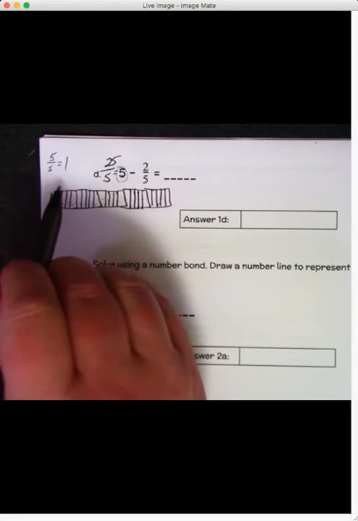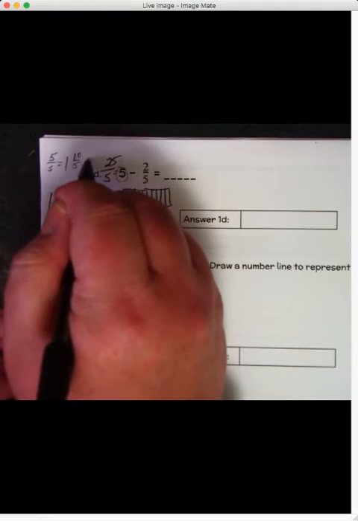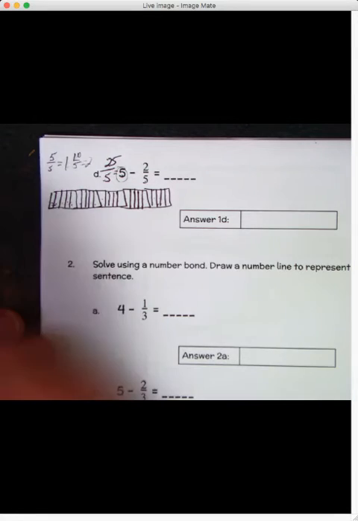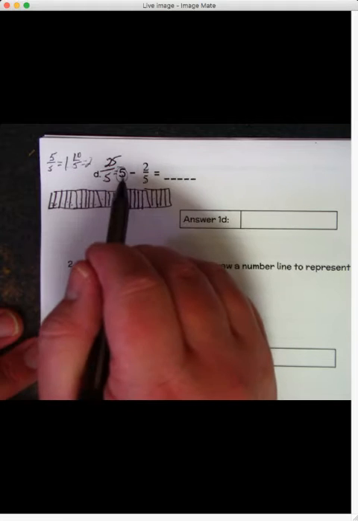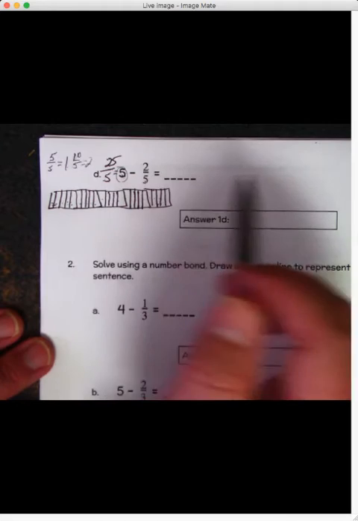Okay? Remember when we had a problem like 5 fifths? 5 fifths equals 1? Yeah. 5 divided by 5 is 1. If you had 10 fifths, 10 divided by 5 would be 2. If you have 25 fifths, 25 divided by 5 is 5. So think about it like that. So we were basically breaking down 5 into fifths, and it made it 25 fifths.